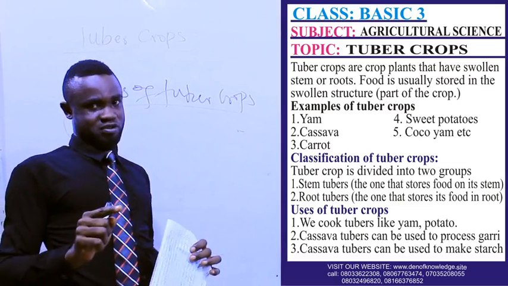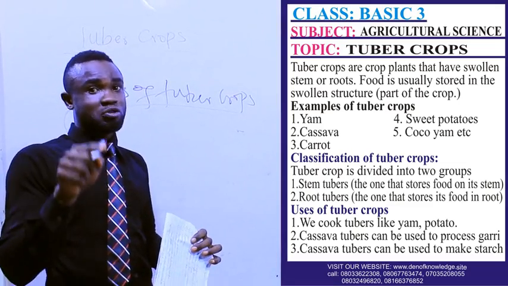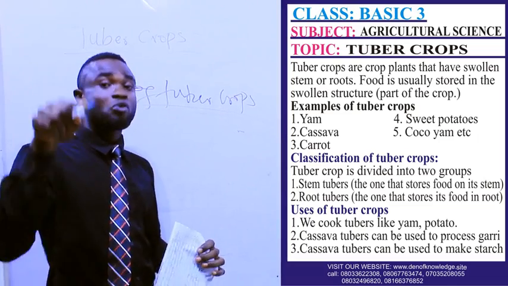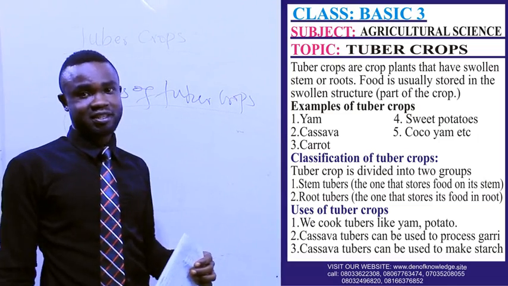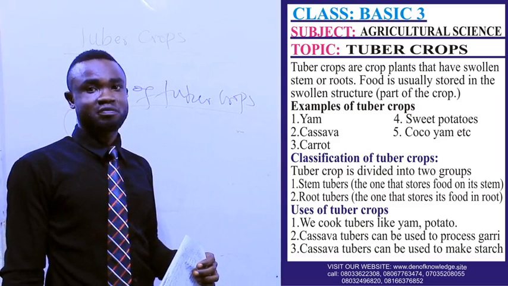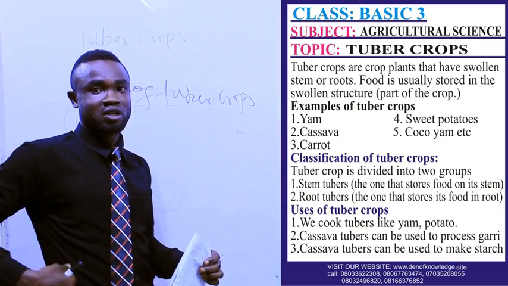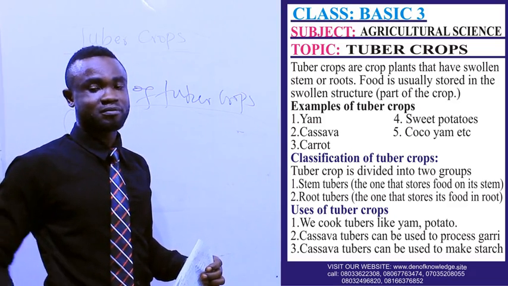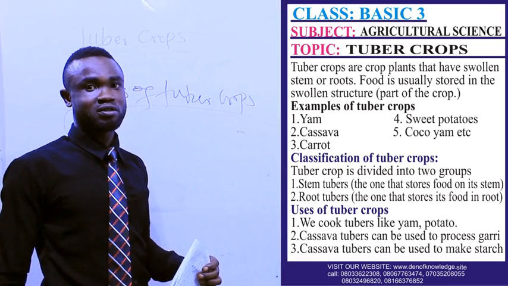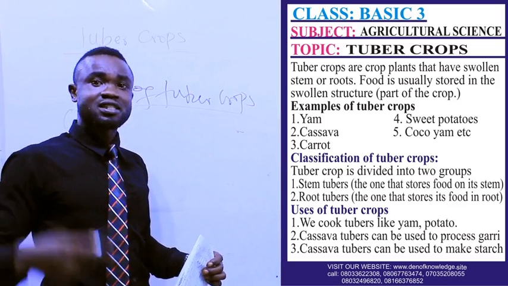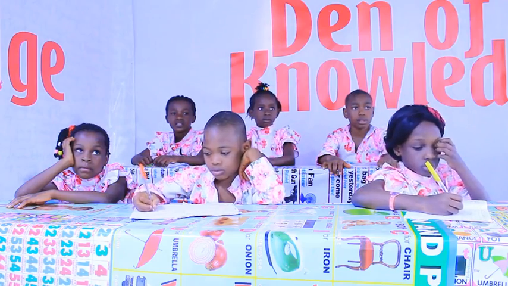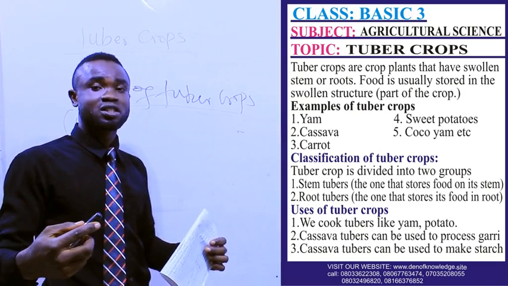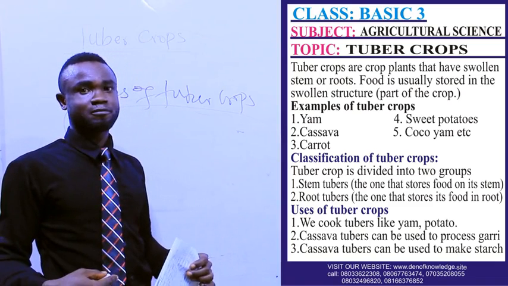Number 2, we can use cassava to produce what is called cassava pudding or to make starch. They are very good for starch making, the one you use to make your clothes look so fine and good. Starch is a cassava product. You can still use Irish potato or sweet potato to make a very good dish that will quench hunger.